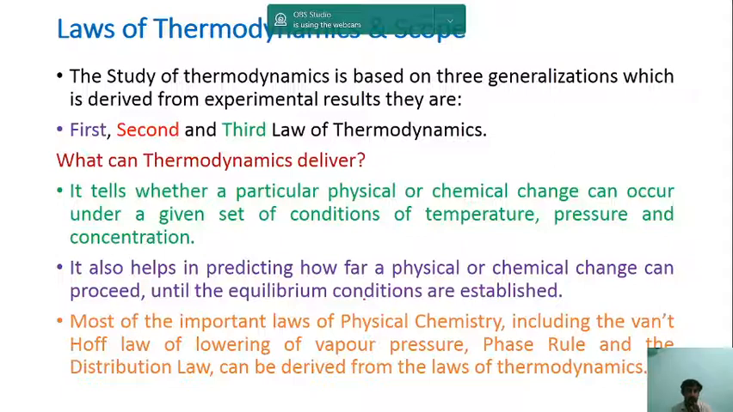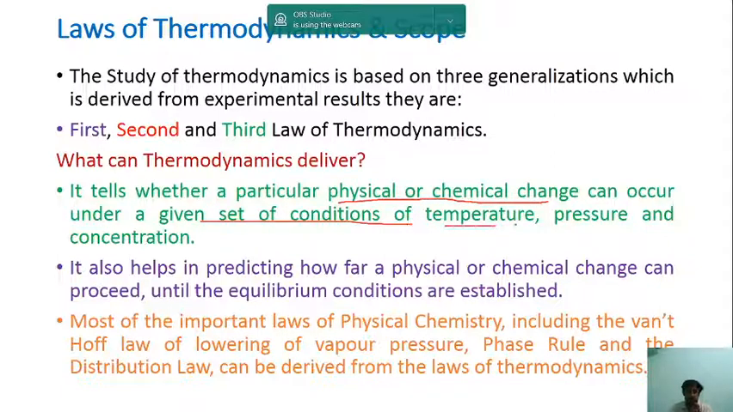And the laws of thermodynamics, and what is the scope of thermodynamics. Basically, in our study of thermodynamics, we have 3 laws: the first, second, and third law of thermodynamics. The scope of thermodynamics is that it tells whether a particular physical or chemical change can occur in a set of conditions.